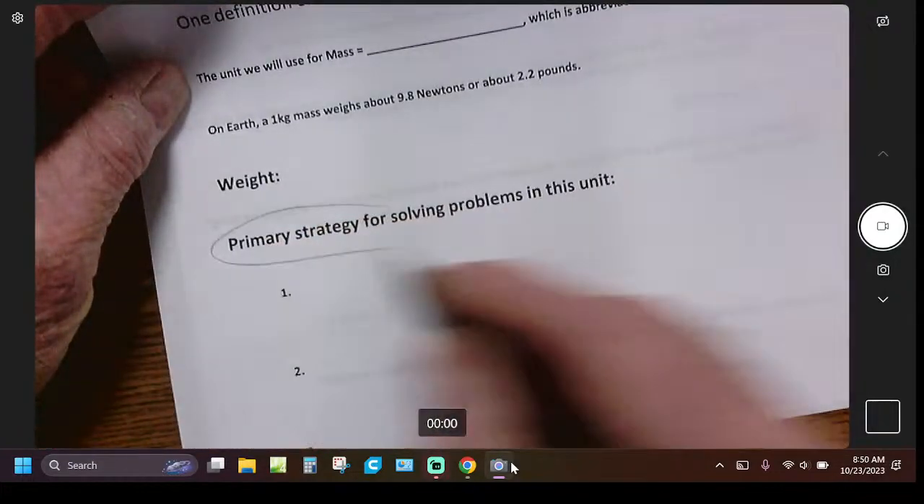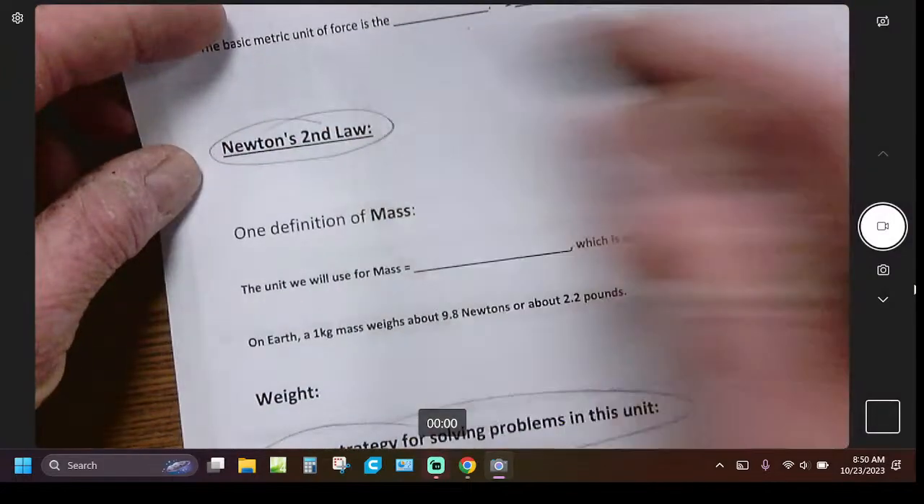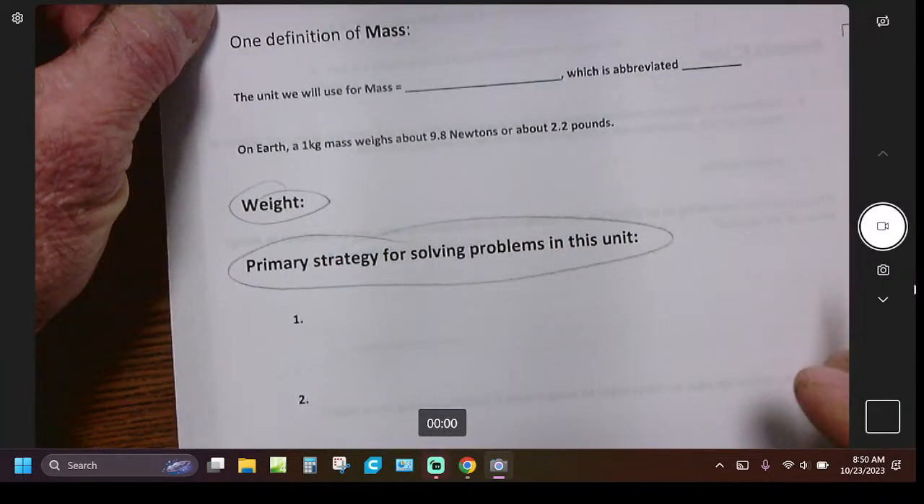To do that, we definitely need to go over this problem solving strategy, so we're going to get to that for sure. We definitely need to do Newton's second law. We definitely need to go over the definition of weight. Some of this other stuff I might skip for now, though.